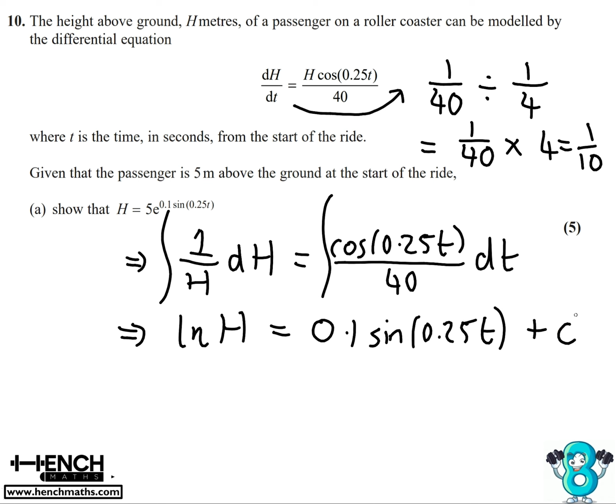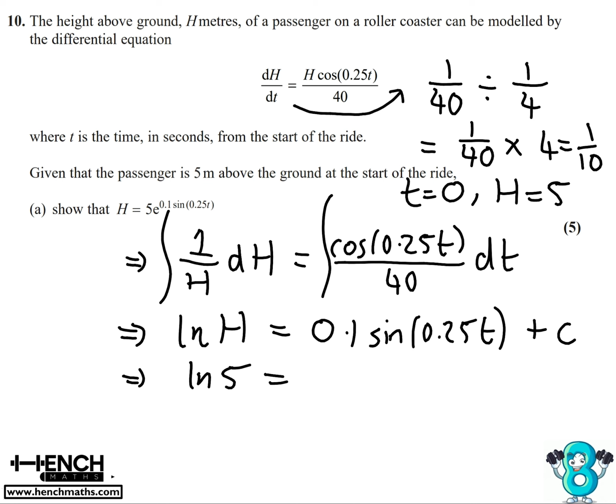You only need to put it on one side of the equation because if you did it on both, you could cancel that out to a single constant. We can now find c using our boundary conditions. So we knew that when t equals 0, h equals 5. So let's put that all in here. So we're going to get ln of 5 is equal to 0.1 times the sine of 0.